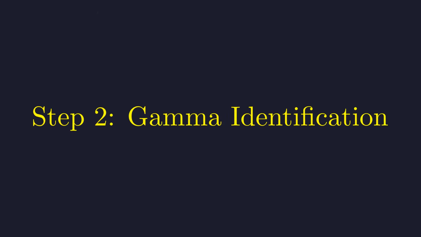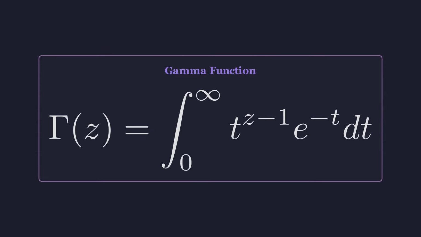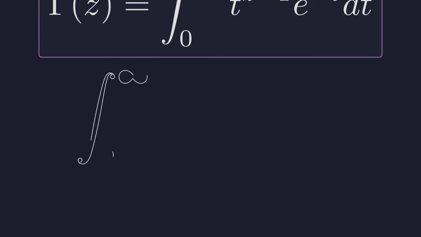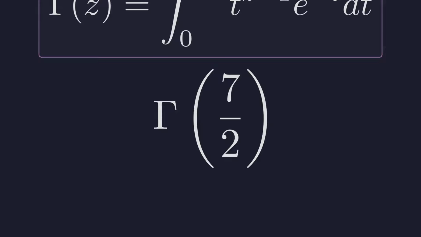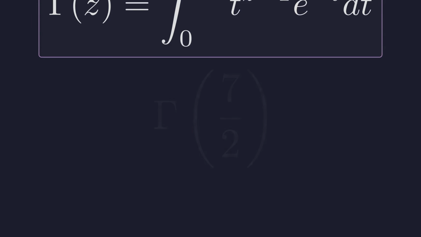The integral part of our expression is a classic special function. The gamma function is defined as the integral of t raised to z minus 1 times e to the negative t. It's one of the most important special functions in mathematics. Let's match our current integral to this definition. The exponent 5/2 must correspond to z minus 1. Therefore, z equals 7/2. Our integral evaluates to gamma of 7/2.